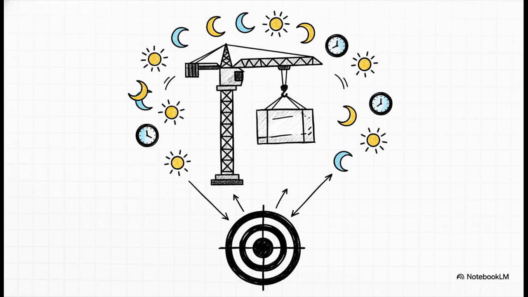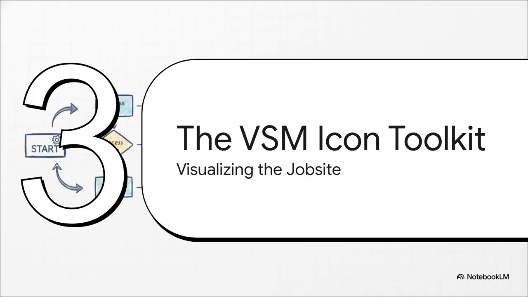This kind of rigorous, repetitive observation is what ensures your map actually reflects the true baseline reality rather than being skewed by a uniquely fantastic or, let's be honest, an exceptionally terrible day on site. Let's move right along to Section 4, the VSM Icon Toolkit, and how we actually visualize the job site.